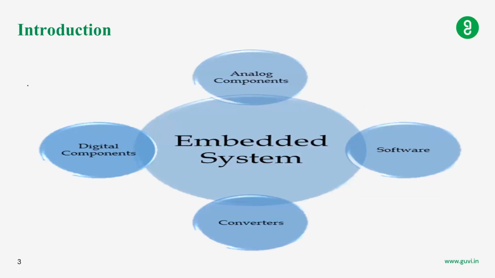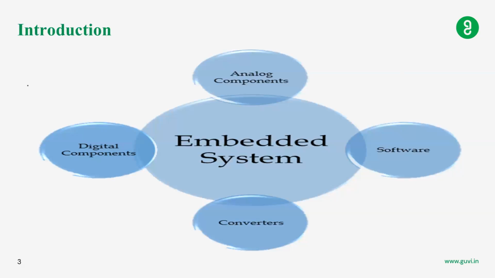Defining introduction to embedded system. Here is a flowchart diagram for understanding the analog components, digital components, and software converters. These are the different parts of an embedded system. Before we go through that part, we need to understand the embedded system. Let's define what an embedded system is.